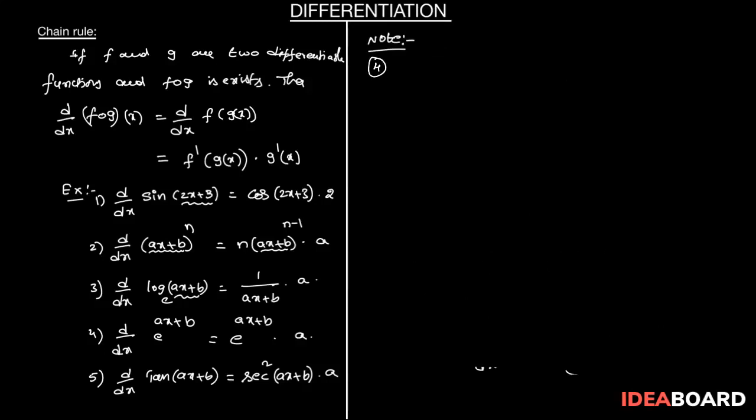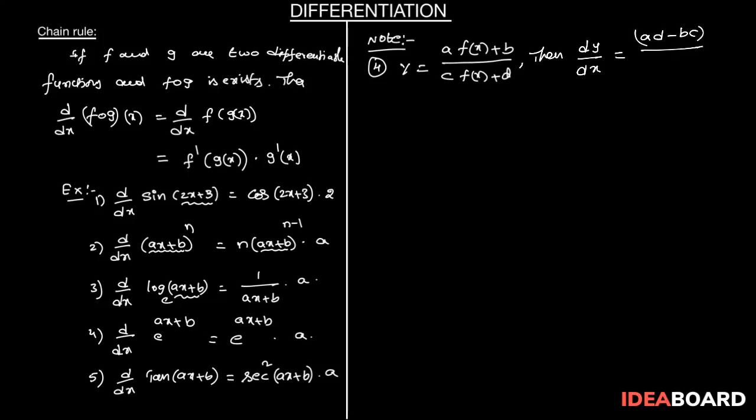Fourth point: y equals a into f of x plus b divided by c into f of x plus d. Then dy by dx, that is the derivative of y with respect to x, is (ad minus bc) by (c into f of x plus d) whole square, into, internally we have the function f of x, whose derivative is f dash of x.